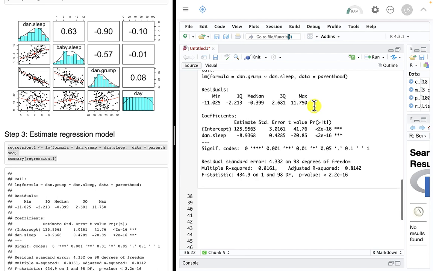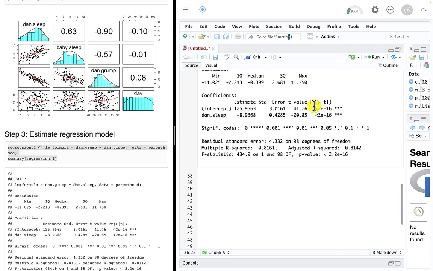But there we go. The next thing we're going to come down here to is our coefficient estimates. And so here's a big table, and I want to break down what each one of these means. But the first thing I want to talk about is the coefficients and their estimates. So here we have two coefficients we're estimating, or sometimes we'll call those parameters. I will oftentimes call these parameters.